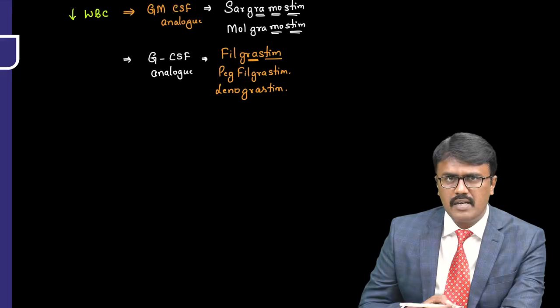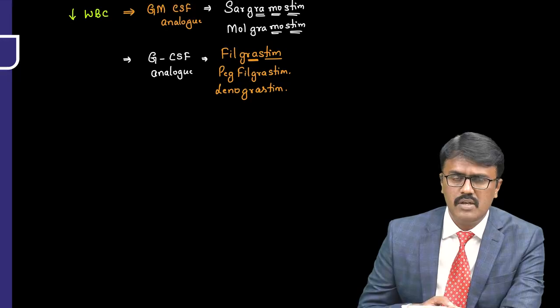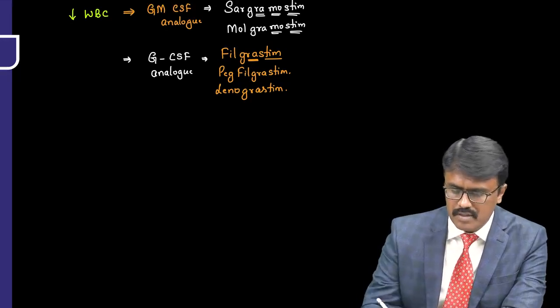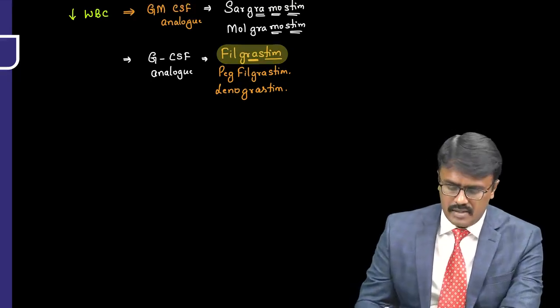Recently in one of the exams they asked, the patient was on cancer therapy, the WBC became 1000. What do you give? One of the options was filgrastim. So any of these you can give and correct it.